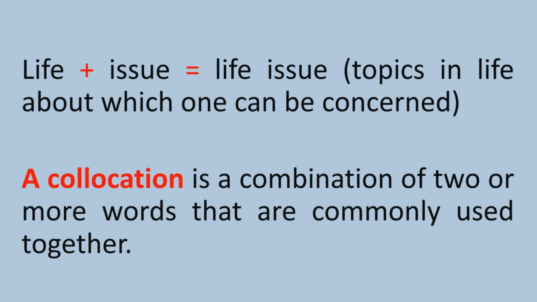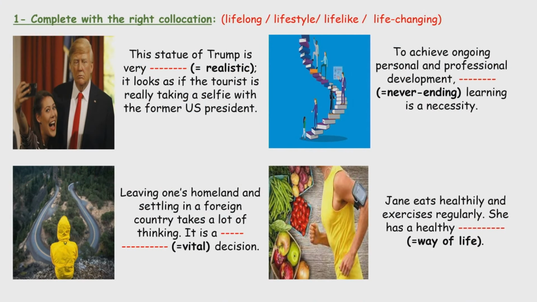And the word life issue is in fact a collocation, which is a combination of two or more words that are commonly used together. We are going to practice using collocations with the word life through this tiny exercise. I want you to take your time and to complete with the right collocation from the list: lifelong, lifestyle, lifelike, and life-changing. Focus on the first sentence. This statue of Trump is very, a word meaning realistic. It looks as if the tourist is really taking a selfie with the former US president. That's it, lifelike or realistic.